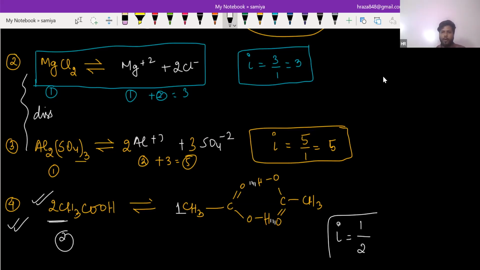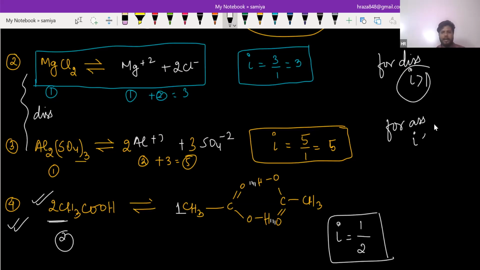Always remember that for dissociation, i will be greater than 1, and for association, i will be less than 1. Why? Since for dissociation, it will always dissociate into more molecules. So in the numerator, we have a greater number than the denominator. That's why for dissociation, i will always be greater than 1. And for association, 2 is becoming 1, 3 is becoming 1, lesser than the initial, and the numerator will be smaller than the denominator. That's why i is less than 1. Are you getting my point?